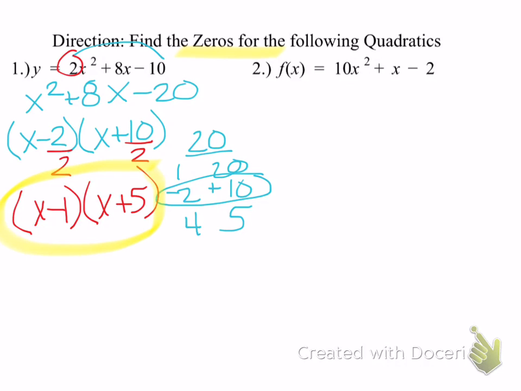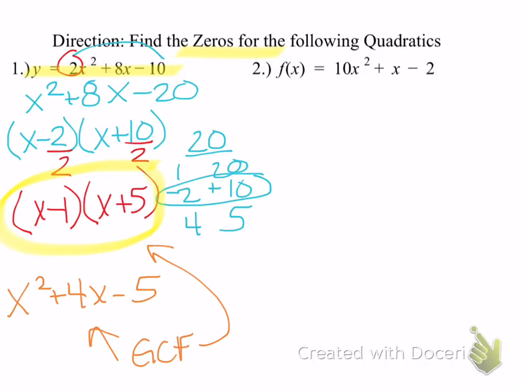But if you go back and look at the original equation, is there a GCF there? And the answer is yes, there is a GCF. So we can see the GCF is 2, so we could divide that whole thing by 2. So we would factor x squared plus 4x minus 5. Okay, so that's taking out the GCF and then factoring, which you would get that same answer.